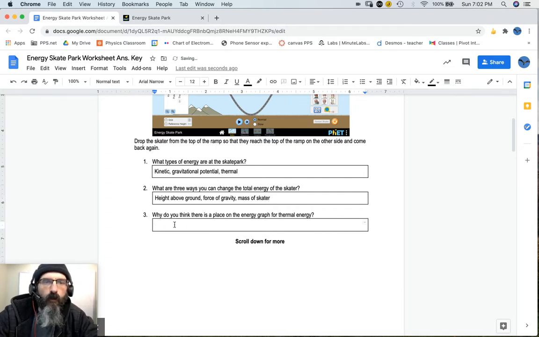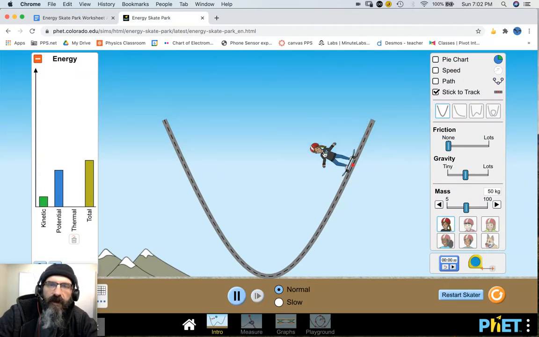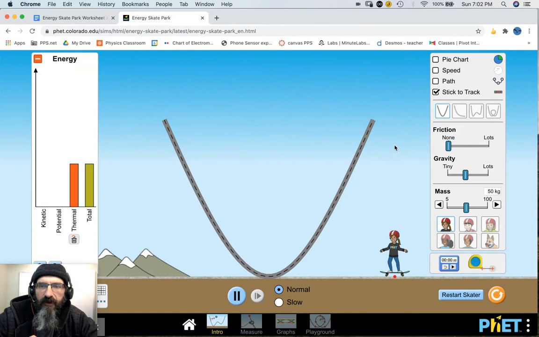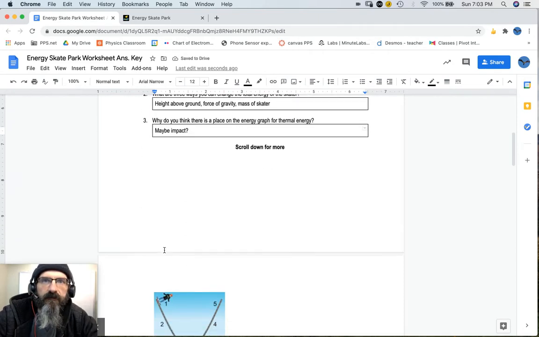All right, why do you think there's a place on the energy graph for thermal energy? Well, I didn't see thermal energy yet, except when I drop the skater. What happens? There's an impact. So I'm guessing it has something to do with impacts at this point. Maybe I'll put that, maybe impact. We don't know yet. We'll find out. Maybe you know already.